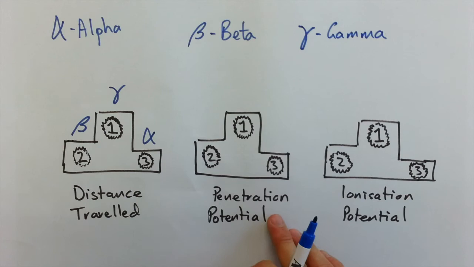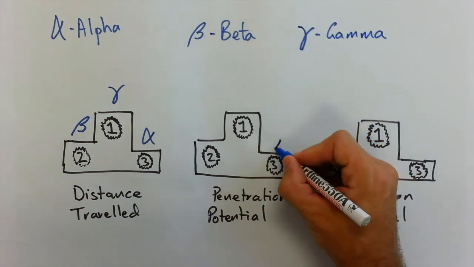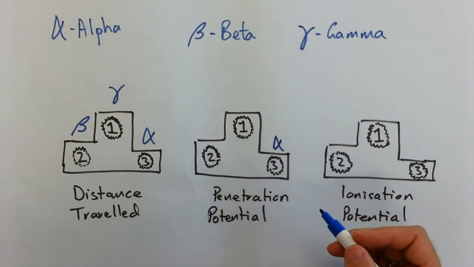And let's look at penetration potential. You probably noticed in there that alpha really didn't go very far. Alpha only travelled a few centimetres in air.